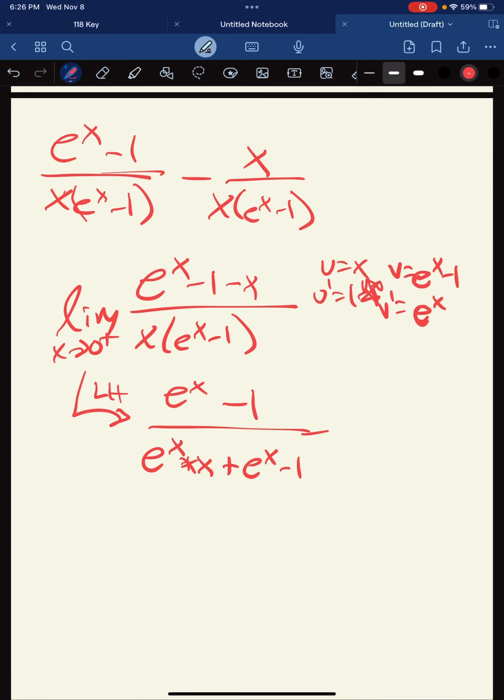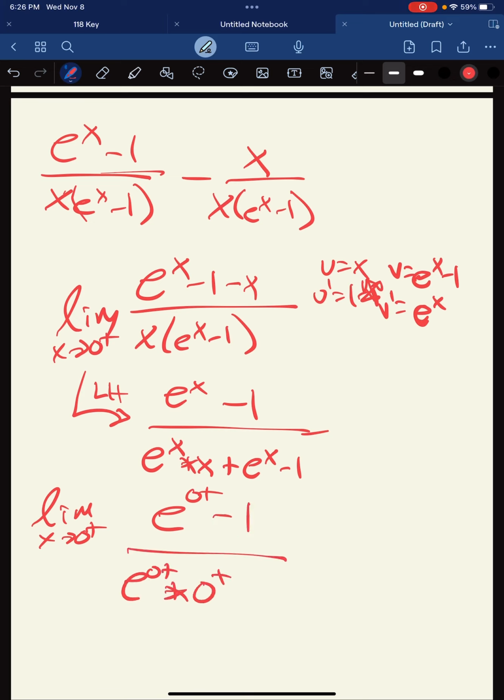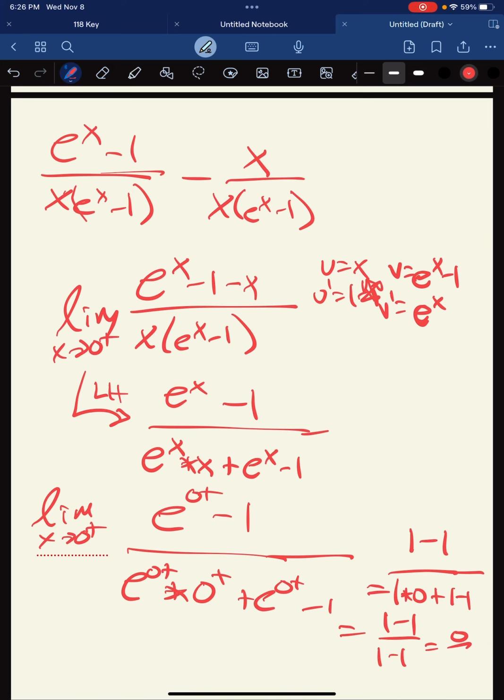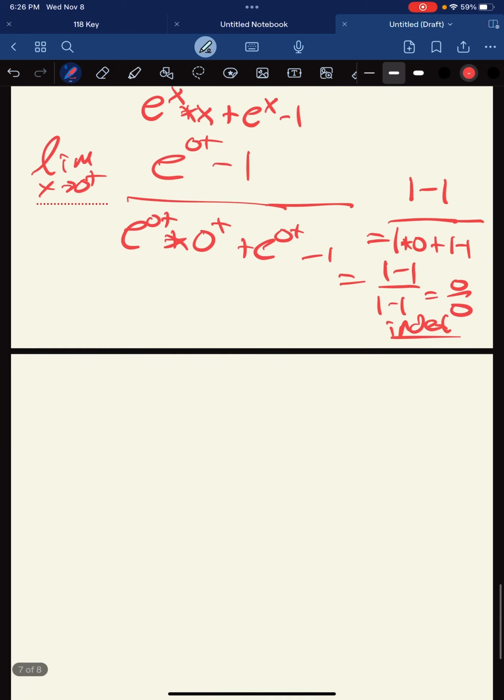So now we can resubstitute. Limit as x approaches 0 from the right of that is e to the 0 from the right minus 1 over e to the 0 from the right times 0 from the right plus e to the 0 from the right minus 1. For the numerator, anything to the 0th power is just 1, so we get 1 minus 1. In the denominator, e to the 0th power is just 1 times 0 plus anything to the 0th power is 1, so we get 1 minus 1. So that simplifies to 1 minus 1 over 1 minus 1 equals 0 over 0, which unfortunately is an indeterminate form. But all that means is we just have to take L'Hopital's rule one more time.